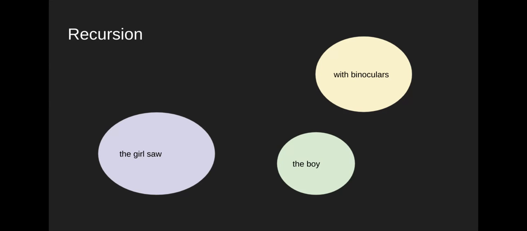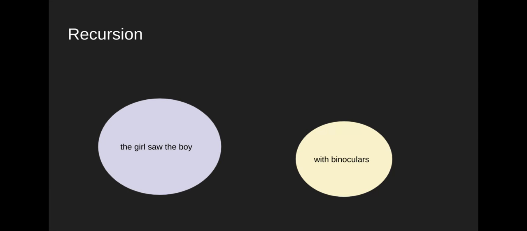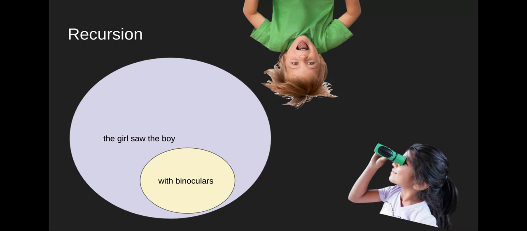Now, there's a couple different ways that we could use recursion to put all of these chunks together. So one way we could do it is we could first take the girl saw and the boy and stick those together first. That's the way we did it last time. So now we've got this new thing, the girl saw the boy, and this other thing, with binoculars, and then we can put those two things together. Aha! Now we've got this thing that we created last time, a sentence that means the girl saw the boy and she saw him with binoculars.